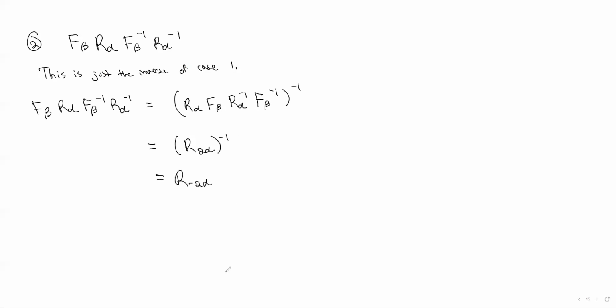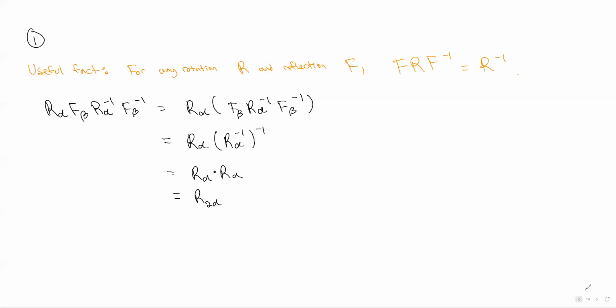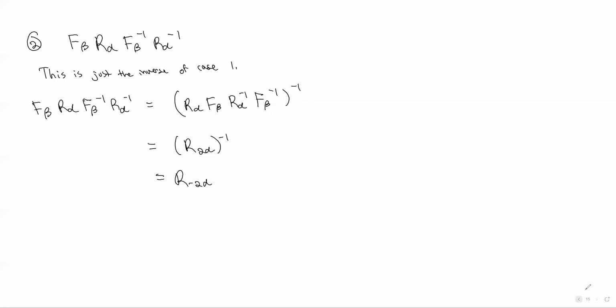So hopefully you can get an idea of what it looks like when you inverse a commutator. This is exactly what happens. So it's just like a commutator splits into two groups of two, and in each group they flip. So R alpha F beta becomes F beta R alpha, and same thing for the inverses. Okay, so we found cases 1 and 2, like I said.